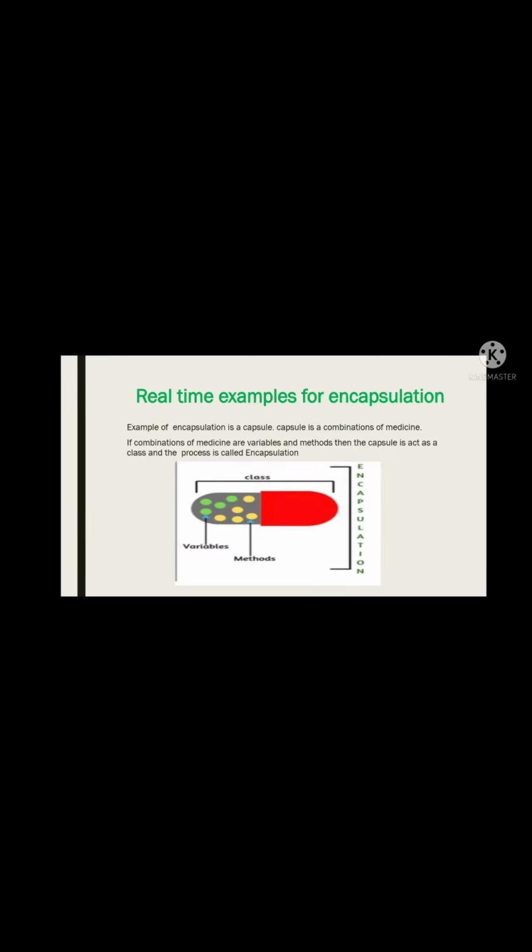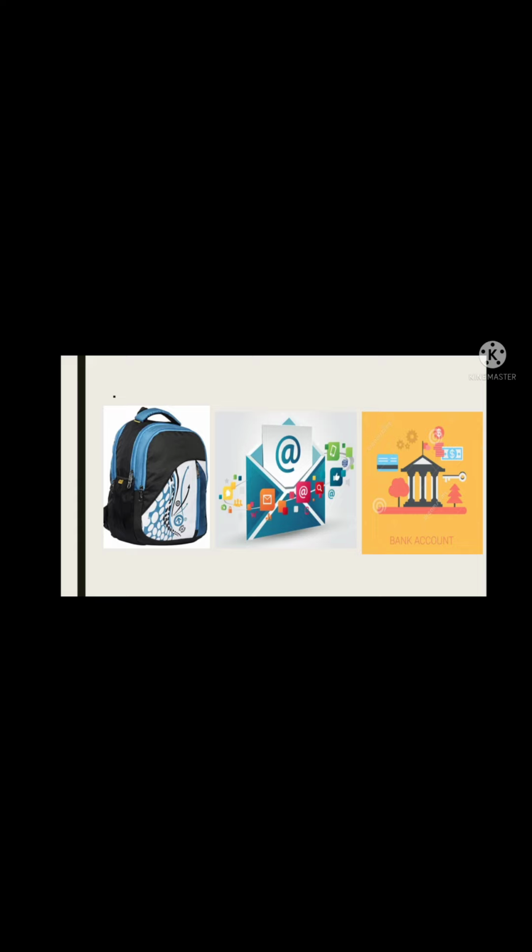Now the real-time examples for encapsulation. An example of encapsulation is a capsule. A capsule is a combination of medicines. If the combination of medicines are variables and methods, then the capsule acts as a class and the process is called encapsulation. Another example of encapsulation is our school bag. A school bag is one of the most real examples for encapsulation. In the school bag, we can keep our books, pens, sketches, etc. In this example, pens and books are the variables and methods, and the bag acts as a class.